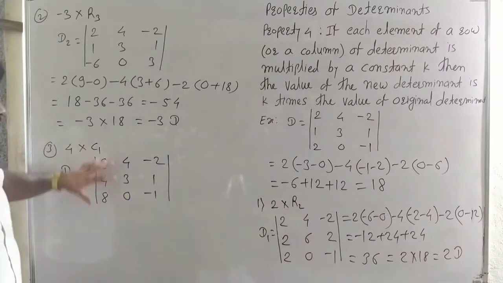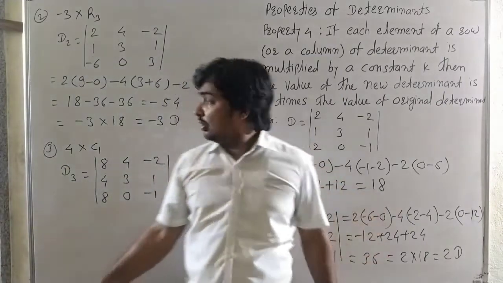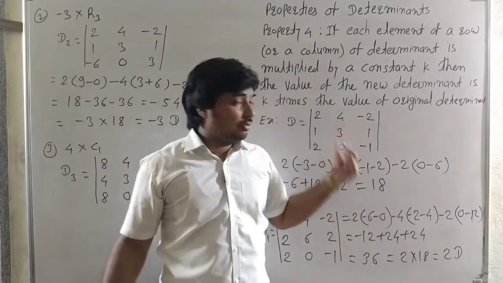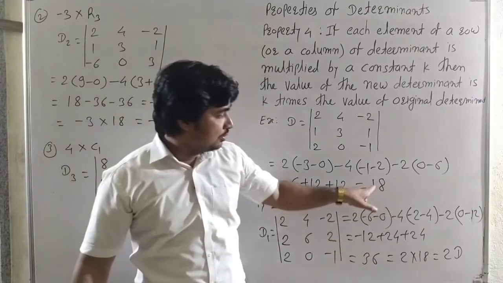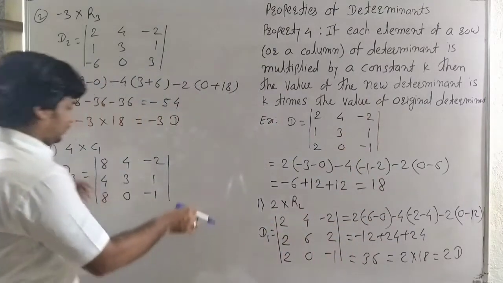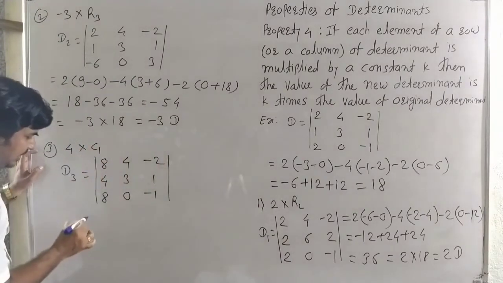Now, the value of this determinant, see carefully. The original determinant is 18. Okay. We multiply column 1 by 4. Therefore, the value of the obtained determinant is 4 times the original. That means 4 into 18, that means 72. Okay. Without calculation, we know the value of this determinant. It is 72.